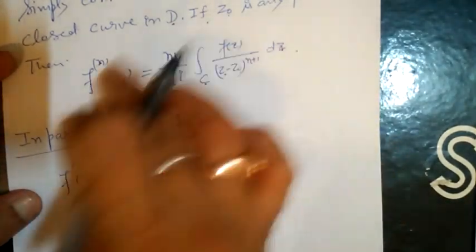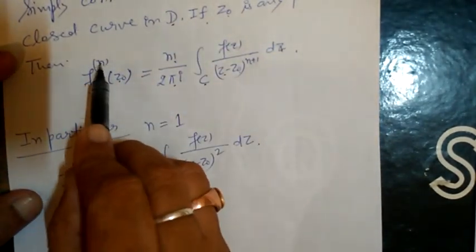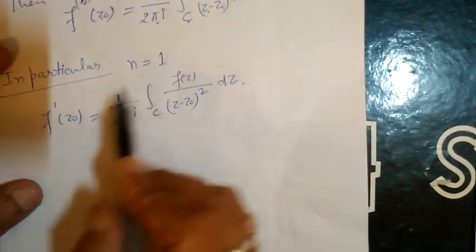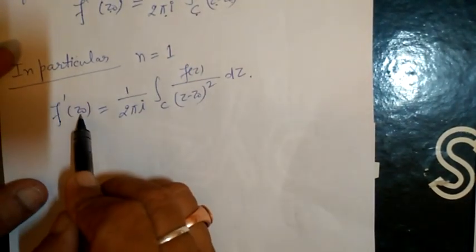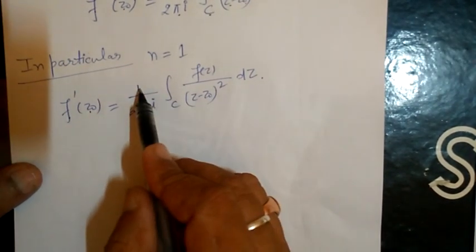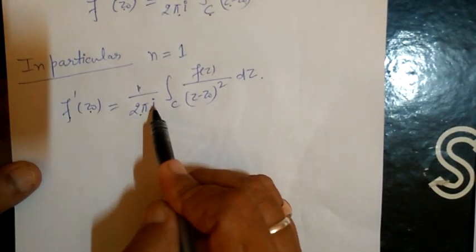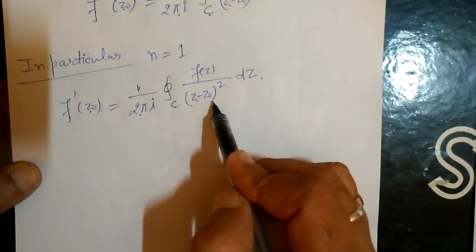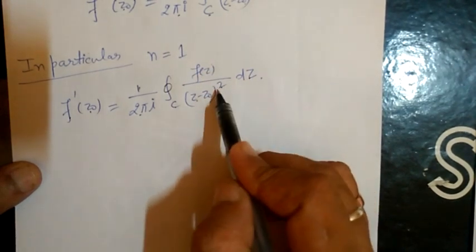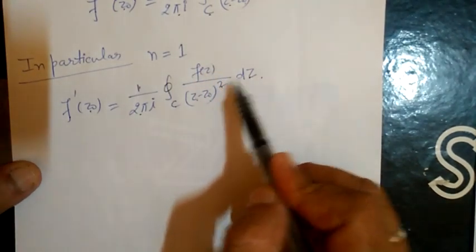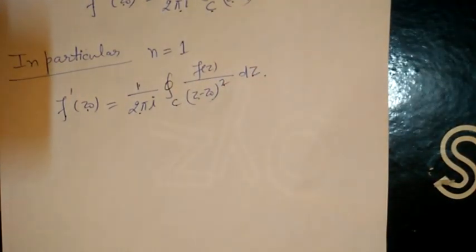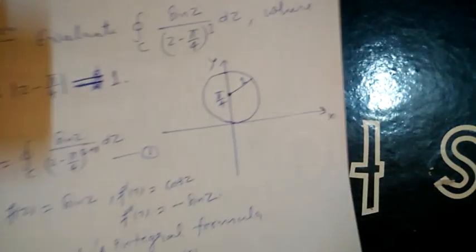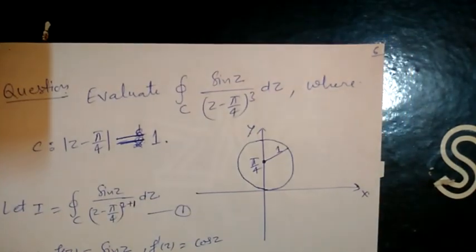So if we put n equal to 1, in particular we obtain the first derivative of f at point z naught is equal to 1 factorial, that is 1, upon 2 pi iota times the integral along a closed curve C of f(z) upon (z minus z naught) whole square dz, because 1 plus 1 is power 2. Now let us explain the Cauchy integral formula for derivatives with the help of a question.